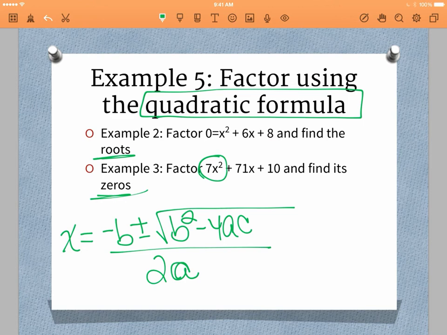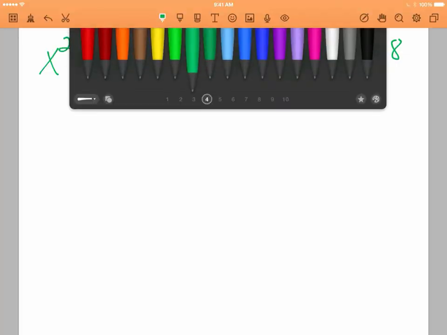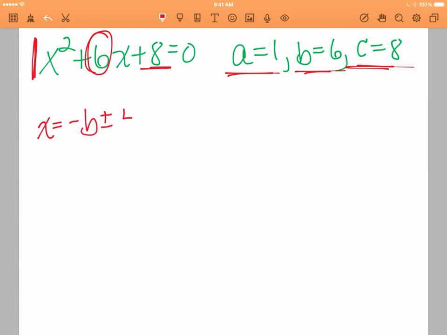So let's look at example 2 and then example 3, and we're going to use the quadratic formula for both of them. Whenever you do the quadratic formula, make sure the first thing you do is list your a, your b, and your c. Notice that the number in front of the x squared is your a, the number in front of the x is your b, and the number without an x term is your c. The next thing I recommend is you write your formula, so that all you have to do is plug it in. So negative b plus or minus the square root of b squared minus 4ac all over 2a. And then you plug it in.